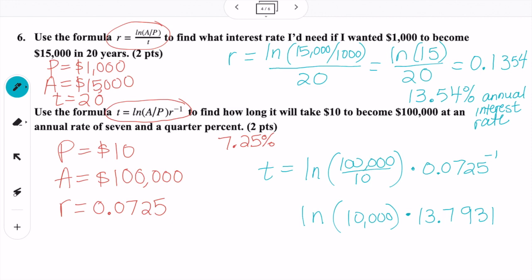You get 13.7931. Again, you're not going to be dealing with perfect numbers when you're doing these financial formulas. So I'm constantly rounding. In the meantime, I'm going to round with 4 decimals, but my final answer, I will round depending on the context. Now I need to take the natural log, so the ln of 10,000. And that gives me 9.2103. And then I can finally multiply to finish. Multiply these two numbers together to get my final answer.